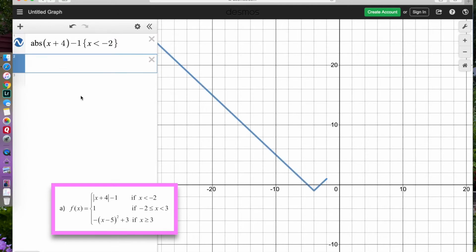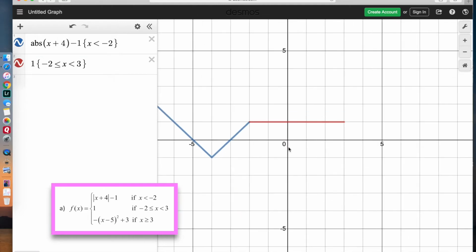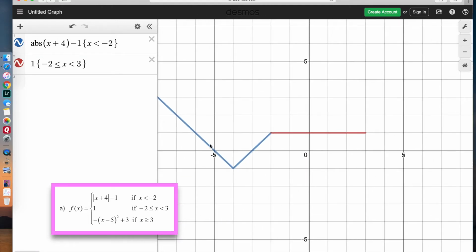The second part of this graph is just the horizontal line y equals 1, which isn't going to graph anything when you first type the 1. But then you do your curly brackets, and then -2 is less than or equal to x, which is less than 3. You type the less than, then the equal sign, and it gives you less than or equal to. Close the curly brackets. And now I have this part of the function. So the blue is the absolute value, and the red is the constant piece.